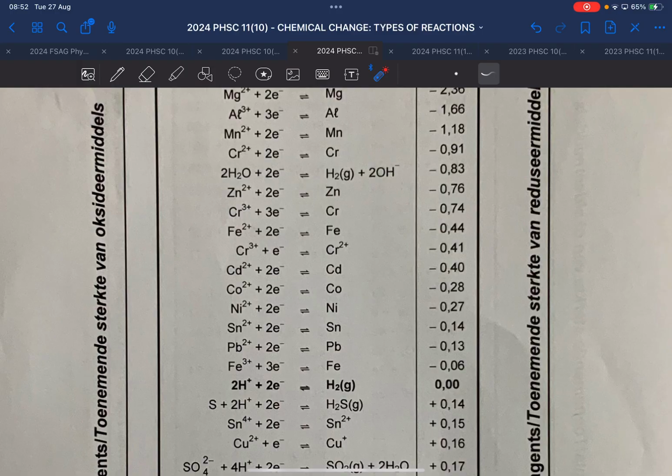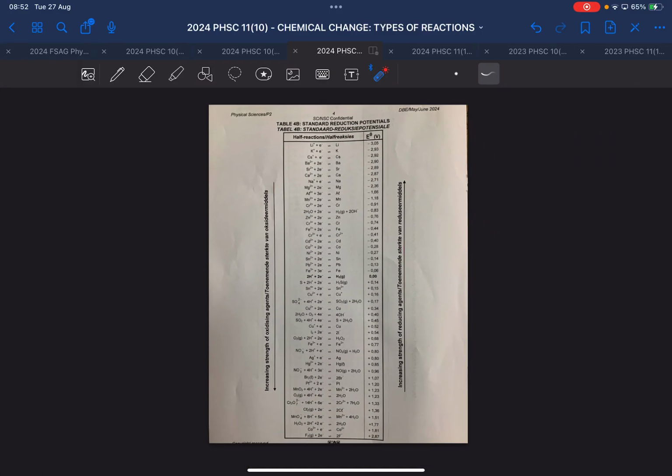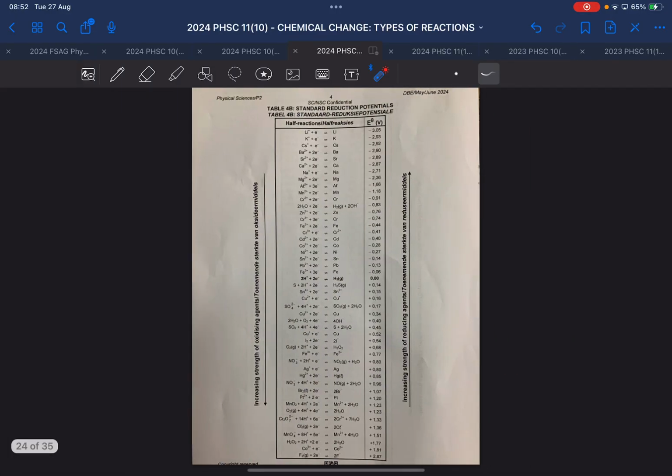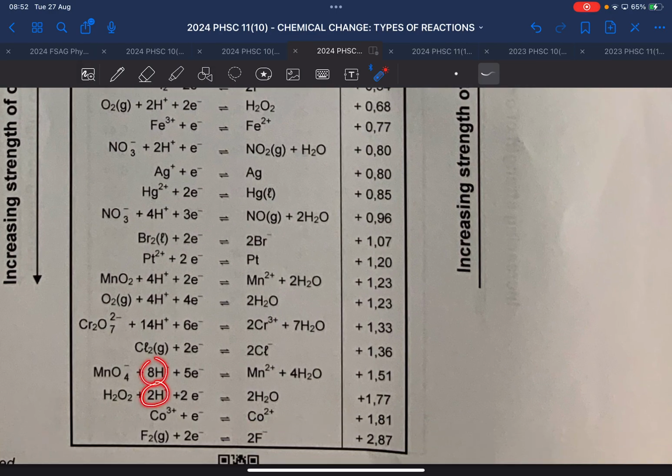What else did I want to tell you? Let's just check. They are reduction reactions, metals, non-metals. Oh, and where you see an H plus, the reaction is acidified. You see that quite often. That just means the reaction has been acidified, meaning an acid has been added to the reaction for the reaction to actually take place or to speed it up. So if you see an H plus, it just means an acid has been added.